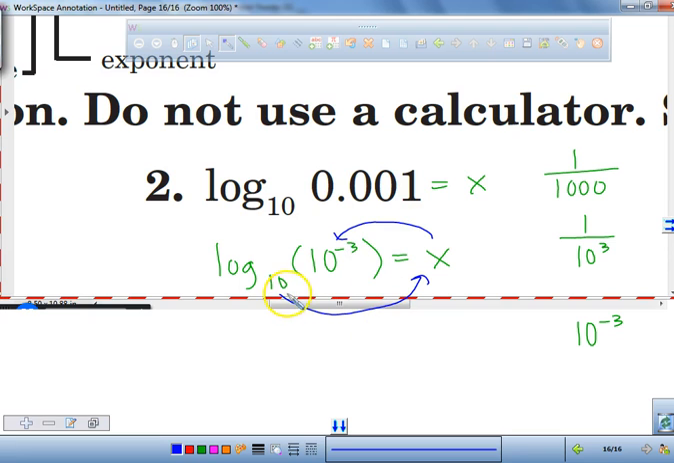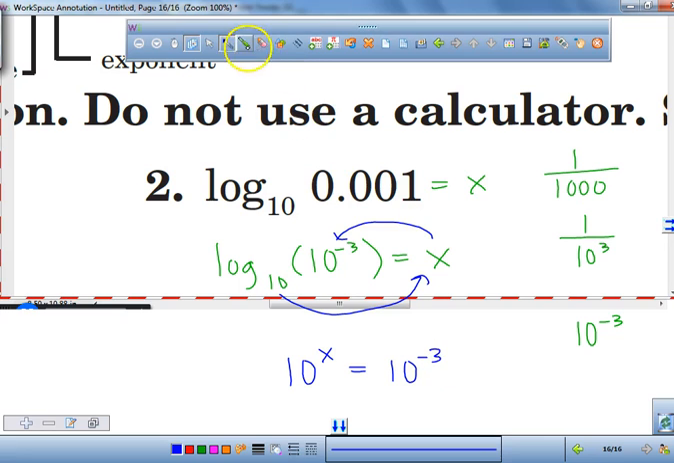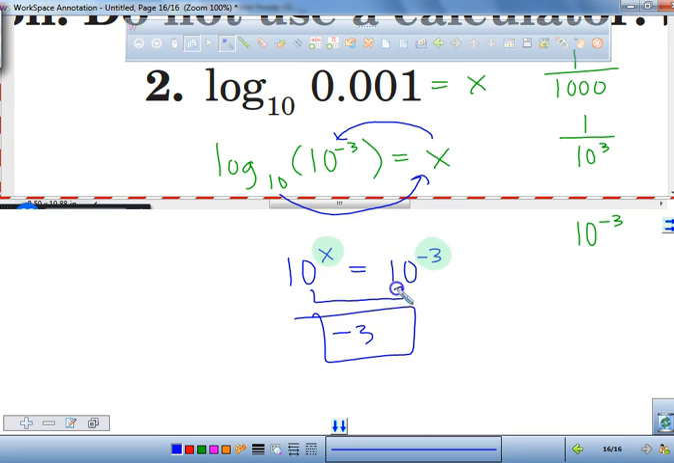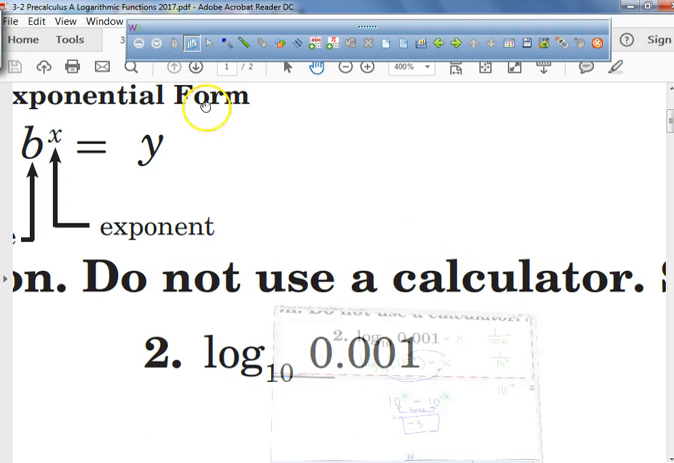The more you do this, the more you understand how to rearrange it, the better you're going to get. So right now, what's my base? My base is 10. 10 to the power of x equals 10 to the what? To the negative 3. So what does x have to equal? What number would have to go in there for these to match? So what are we trying to do? We're trying to get bases that what? Bases that equal each other. That's what we're trying to do.